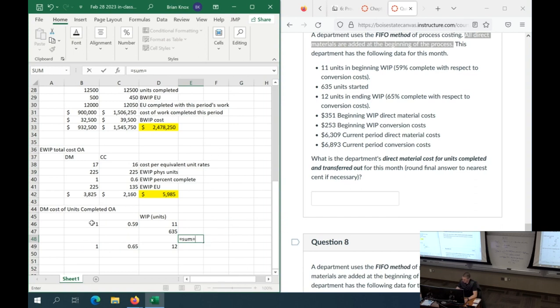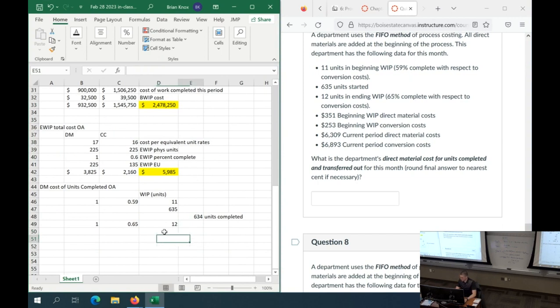I don't need a function there. I'm going to figure out units completed now. Units completed, 634. We started with 11 in beginning WIP, added 635, ended up with 12. That means we had to complete 634 units. And if we were factoring in scrap, then we'd have to say, well, we completed or had scrap of 634 units and figure that out. But okay, just an aside for if you encounter a scrap problem years down the road when you take the CPA exam or a CMA exam, something like that. Okay, so that's our units completed.